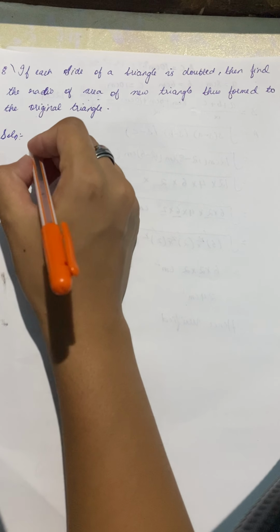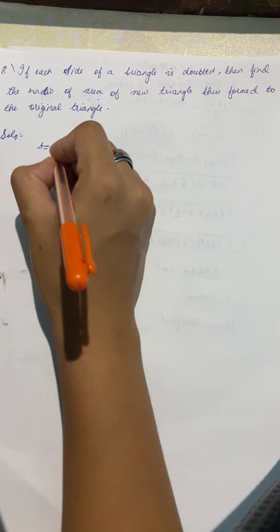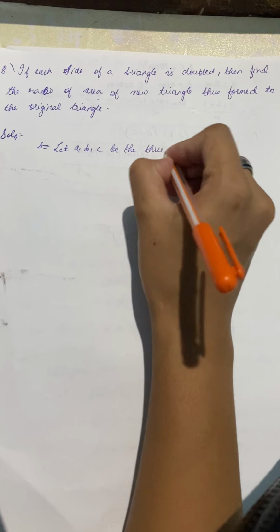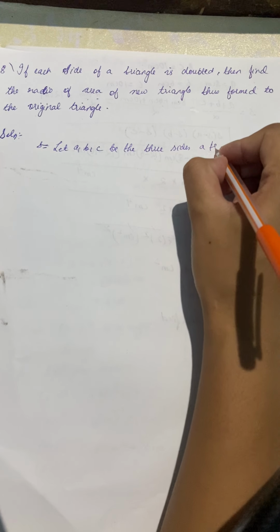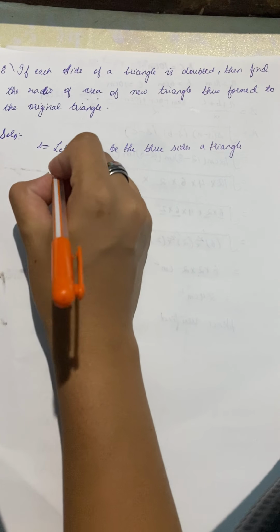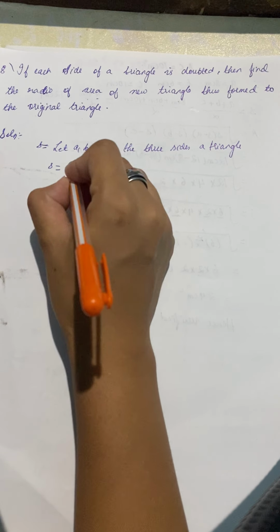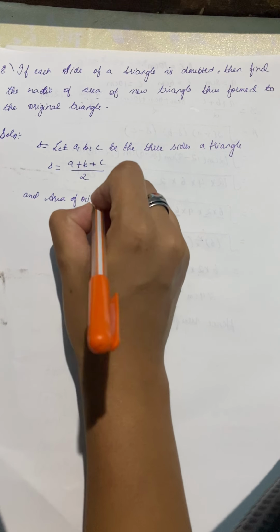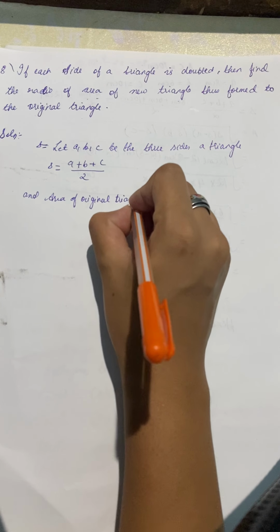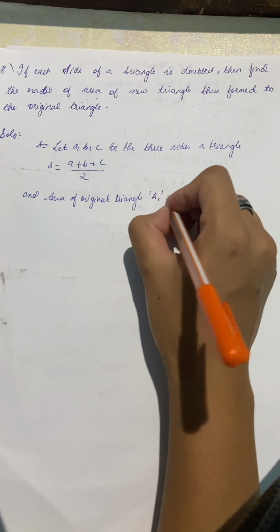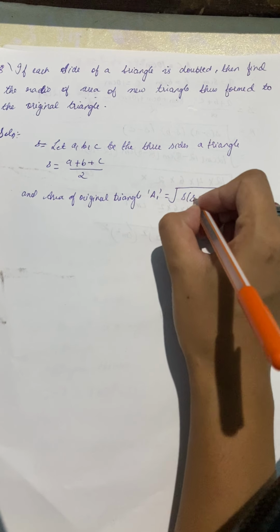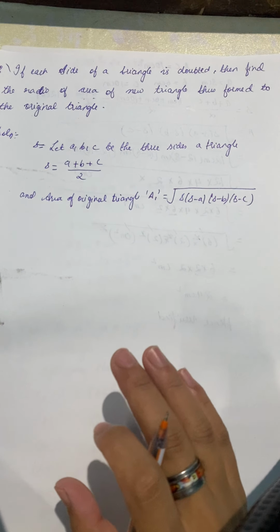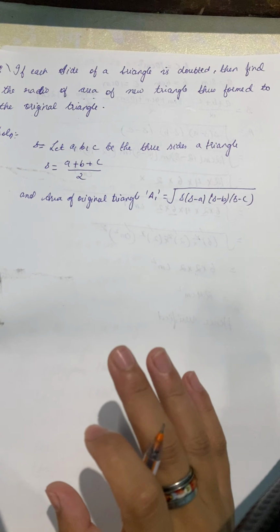Therefore, let A, B, C be the three sides of a triangle. We have to first find S. S would be A plus B plus C by 2, and the area of the original triangle, I'll write this as A1, would be the Heron's formula: square root of S times S minus A, S minus B, and S minus C. We're talking about the original triangle, so there's absolutely no change to the given sides. Clear? So this is what we have.